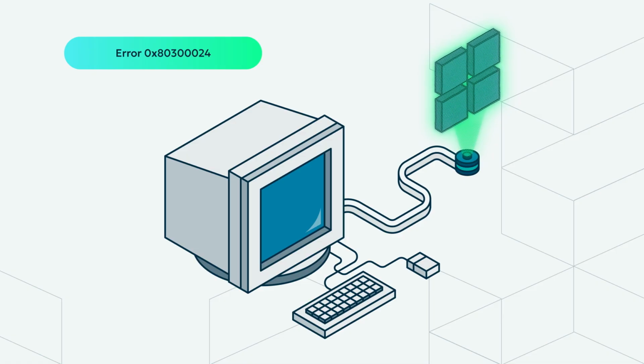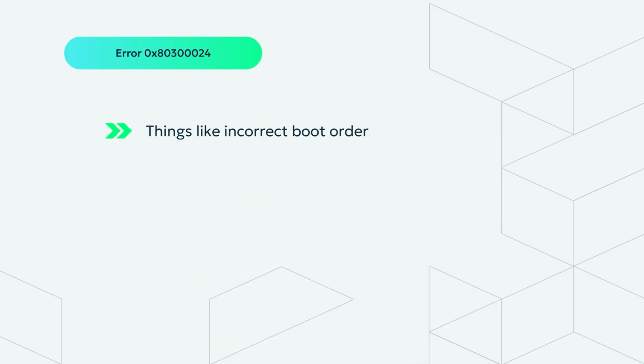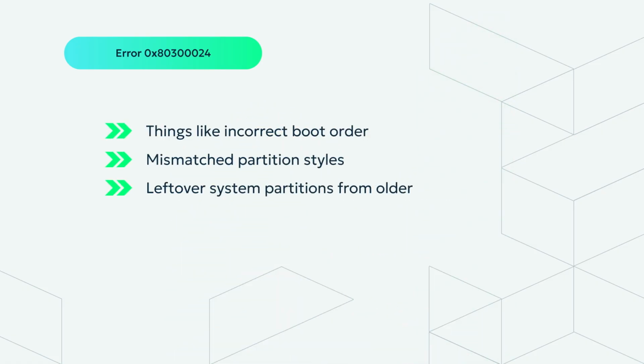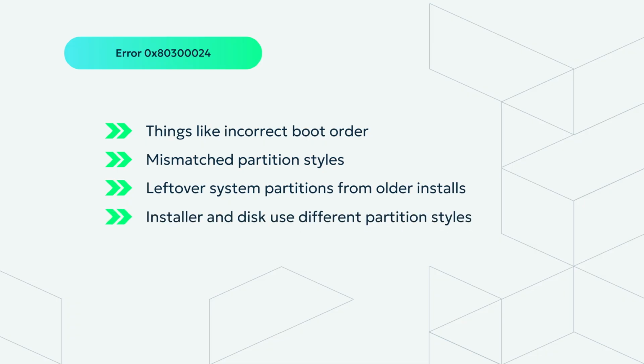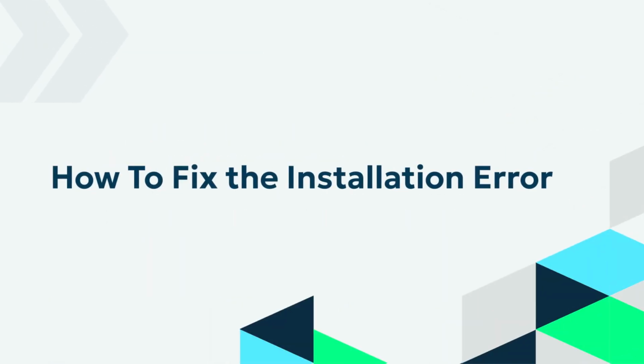It's often tied to storage or configuration conflicts, things like incorrect boot order, mismatched partition styles, or leftover system partitions from older installs. It can also appear when the USB installer and target disk use different partition styles, or when RAID or mixed controller modes are enabled in BIOS or UEFI. These issues prevent the installer from placing system files in the correct location, so Windows halts the process to avoid boot problems later.